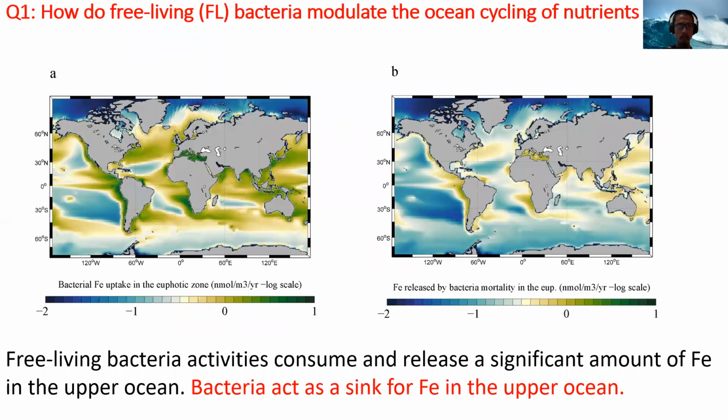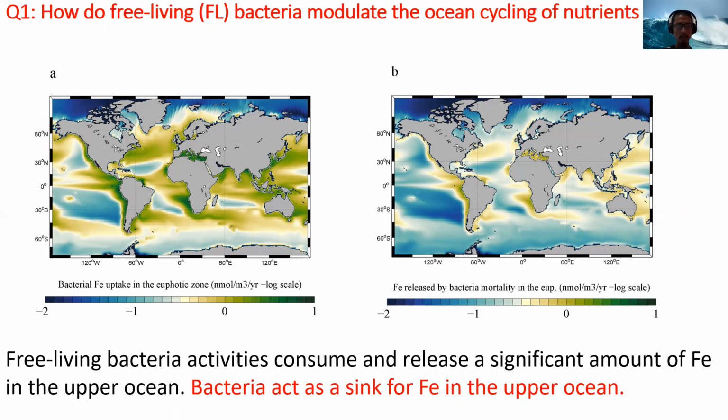Using that model, I'm going to first answer the question, how do free living bacteria modulate the ocean cycling of iron? I'm showing here results of the model. On the left-hand side is the bacterial iron uptake in the upper ocean from 0 to 100 meters. And on the right-hand side is the release of iron by bacterial mortality in the upper ocean. We see that free living bacteria activities consume and release a significant amount of iron in the upper ocean, especially along the coastal regions in the high northern latitude, in the tropical ocean, and around the Antarctic circumpolar regions.